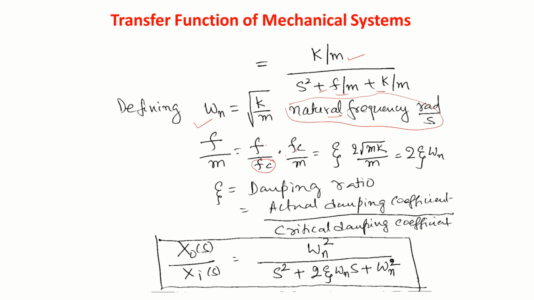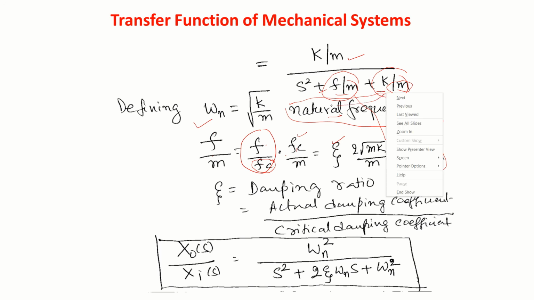So f by fc into fc by m. This f by fc, actual damping by critical damping, we call the damping ratio. That is the damping ratio. And critical damping is given by 2 root mk. So dividing by m, you will get root of k by m, zeta omega n. So now this f by m I can replace by 2 zeta omega n, and this k by m I can replace by omega n squared.